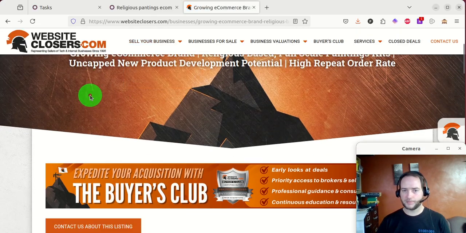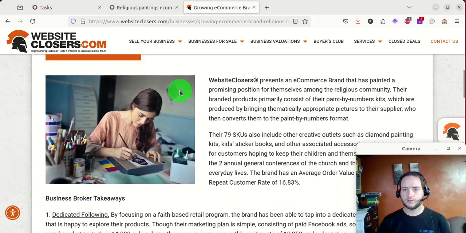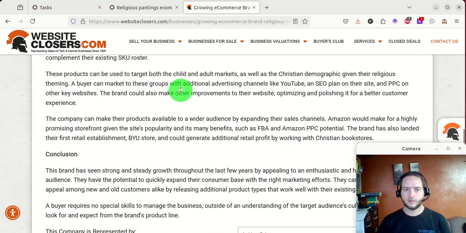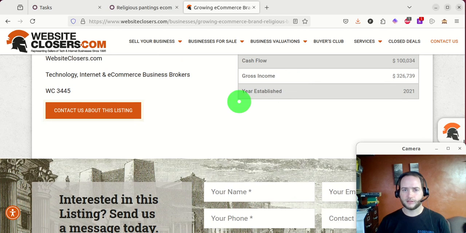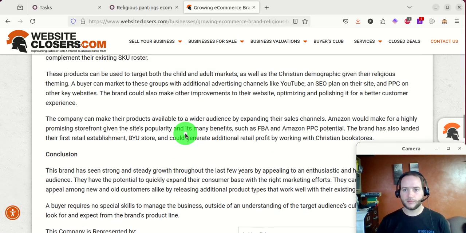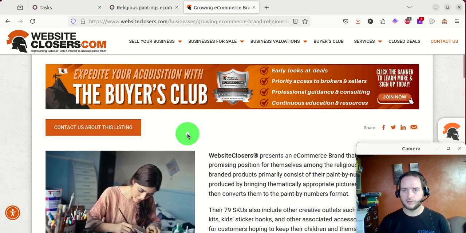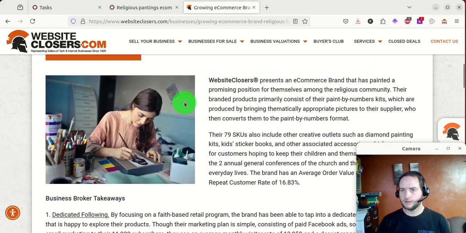Alright, this is on website closures. Asking is 350, cash flow is 100, gross income is 326, and it's 3-ish years old. This is sounding really not buy box. The only thing that would make it work again is if it was super low maintenance. Let's just give it the quick skim in case it was.